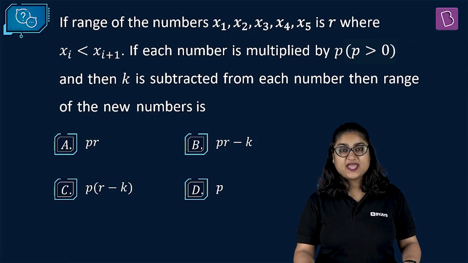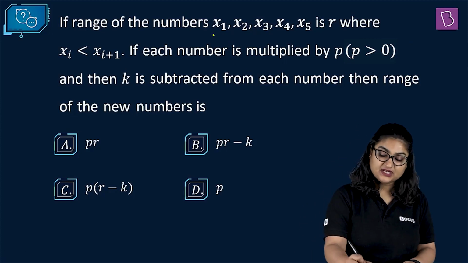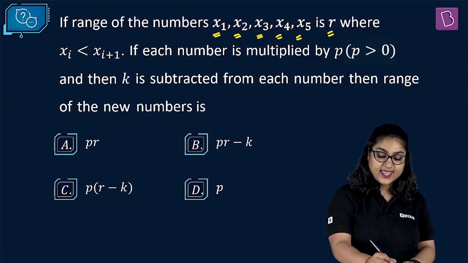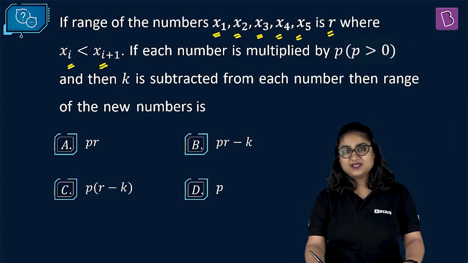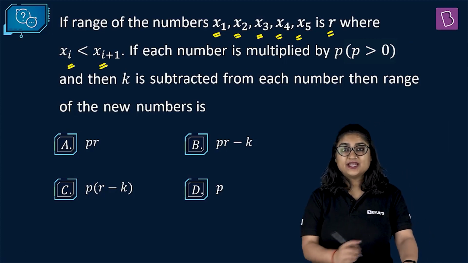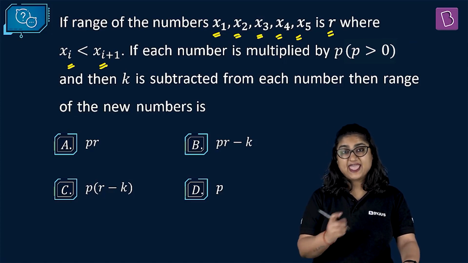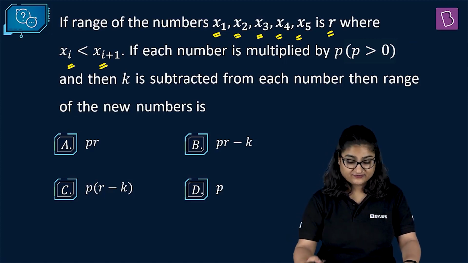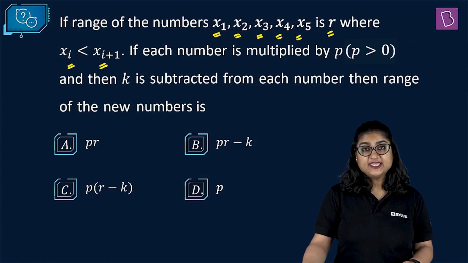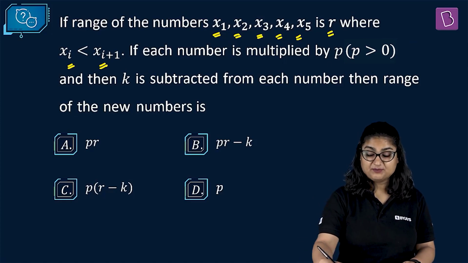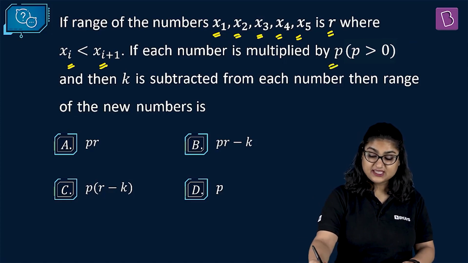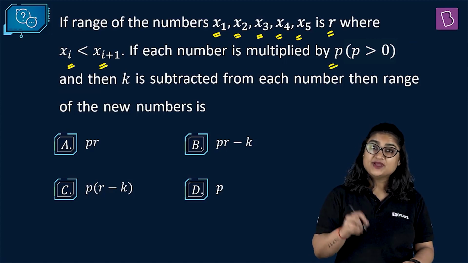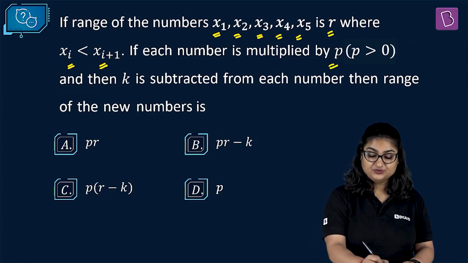So in this question, we have been given that the range of the numbers x1, x2, x3, x4, x5 is R, where xi is less than xi plus 1. That means the ascending order of the given numbers would be x1, x2, x3, x4, x5. Now, we are multiplying each number by p and then subtracting k from it. The question is to find out the range of the new numbers.